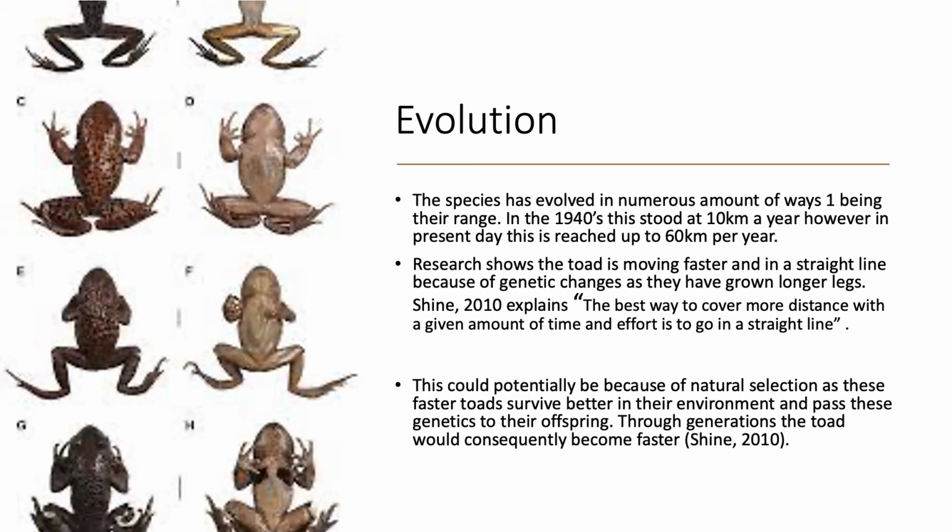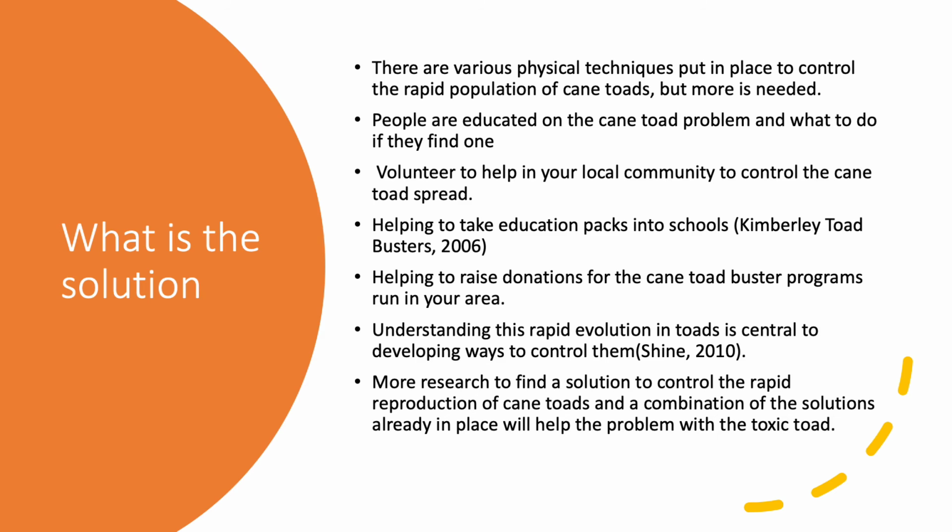Now, Richard Shine and his team of scientists have discovered an evolution of the cane toad. They can see that they're moving a lot faster in a straighter line because of genetic changes in their legs. Their legs are longer, and that is a problem because they're moving faster now than when they were in the 1930s. So now, the solutions: what can we do?